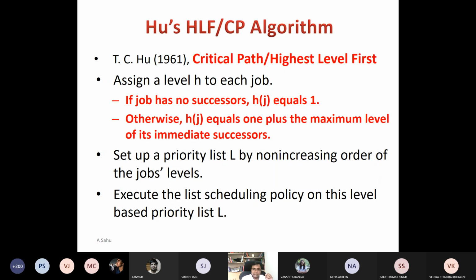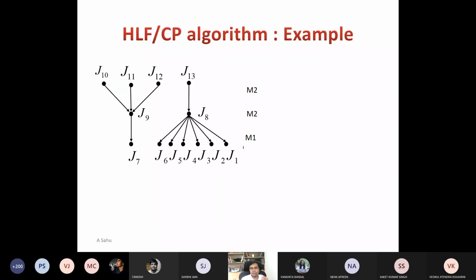So this is the textual description we were giving. What is it for this example? Suppose you have 3 machines, M1, M2 and M3, and how many jobs do we have in this case? 13 jobs. And clearly these form a tree. In this case it is a tree, it is not a general DAG, but a tree in this example.